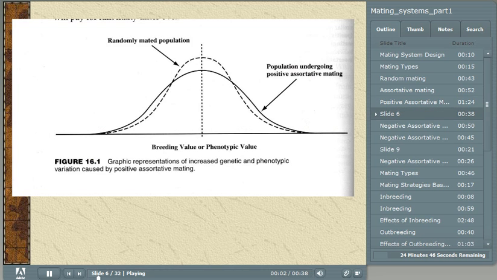Looking at this graphically and comparing positive assortative mating with a population where you've implemented a random mating system, like a multi-sire breeding pasture, which cow gets bred by which bull is random to a certain degree. The random mated population is shown in the dotted line, and I borrowed this from Dr. Borden's textbook, Figure 16.1. The population undergoing positive assortative mating starts to get a wider bell curve. That is, we're increasing the variability in that herd.